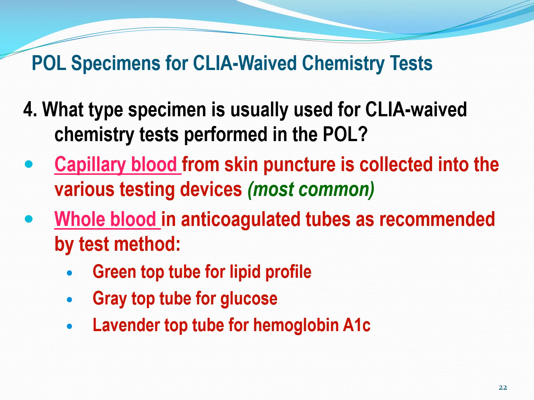So, physician's office lab specimens for CLIA waived chemistry tests. What type of specimen is usually used for the CLIA waived chemistry tests performed in a physician's office lab? Most of the time we're looking at capillary blood from skin puncture, and it's collected into various testing devices. Okay, that's the most common.